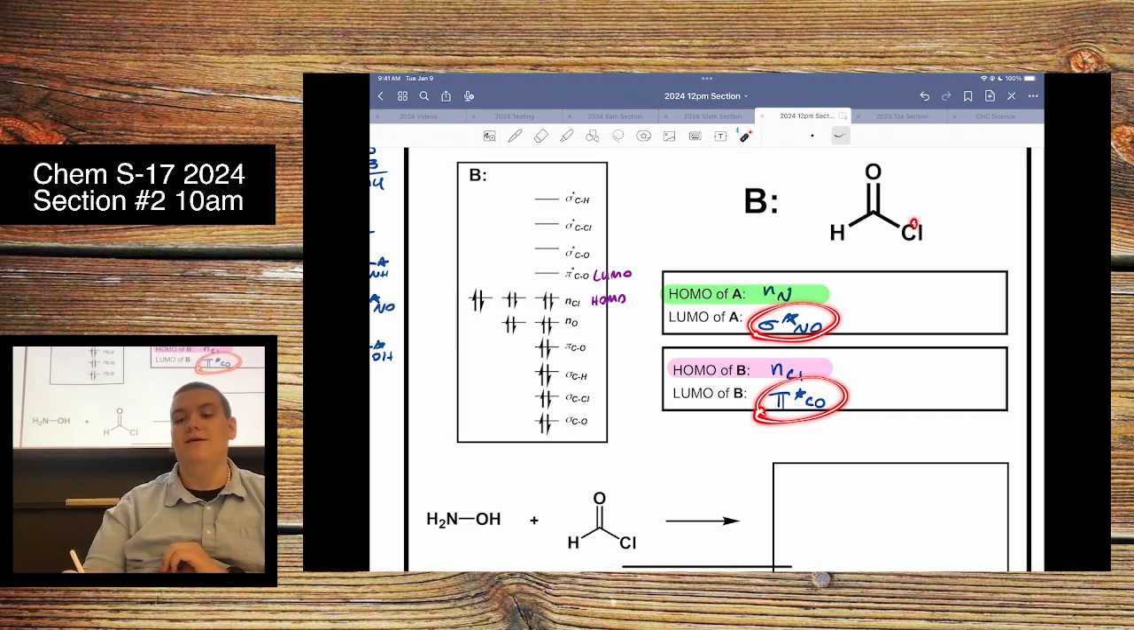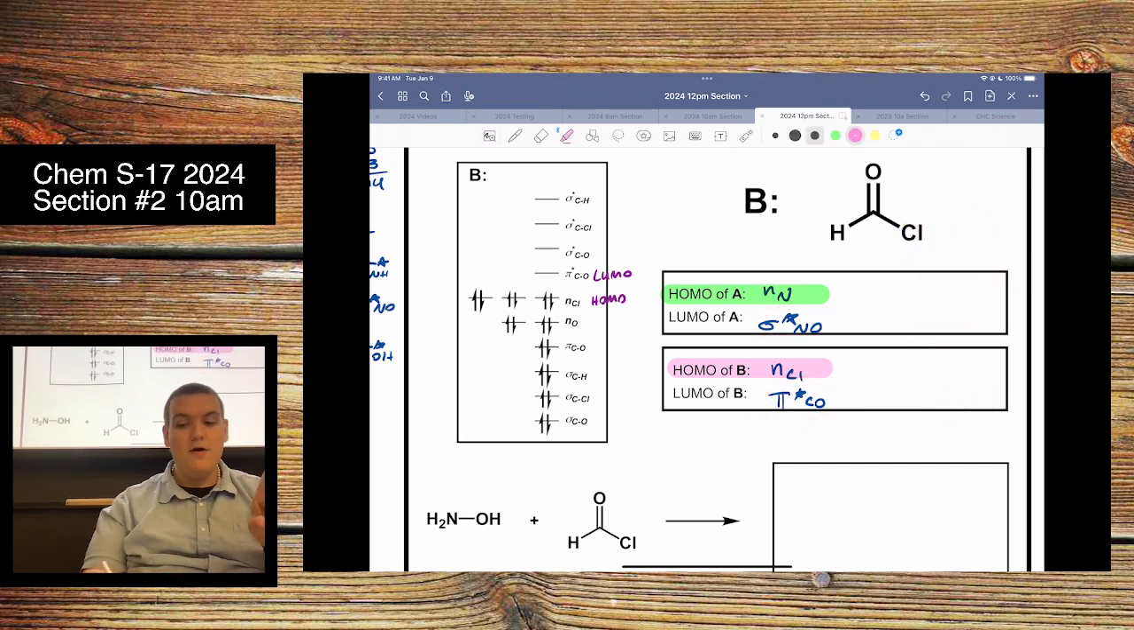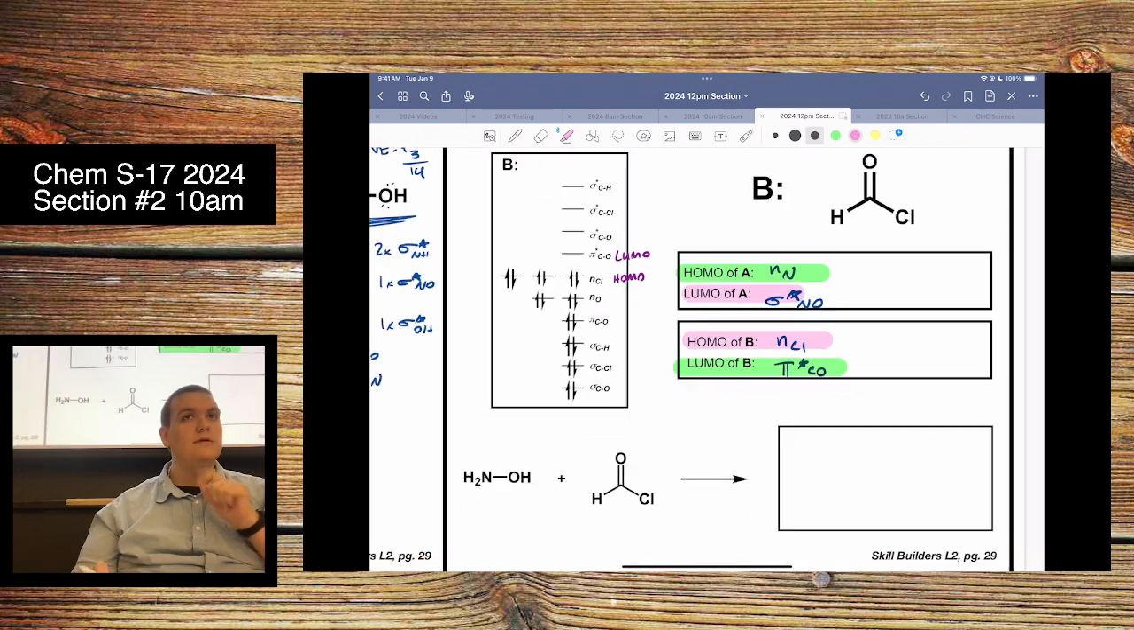Our buckets are sigma star, pi star, non-bonding, pi, sigma. So the lower unoccupied one is going to be the pi star. Second, the pi star is going to be a better acceptor. And Danny, sorry, what was that exception that you just said? Lone pairs are good donors except for on halides, or halogens, or however you want to say it. So, yeah.